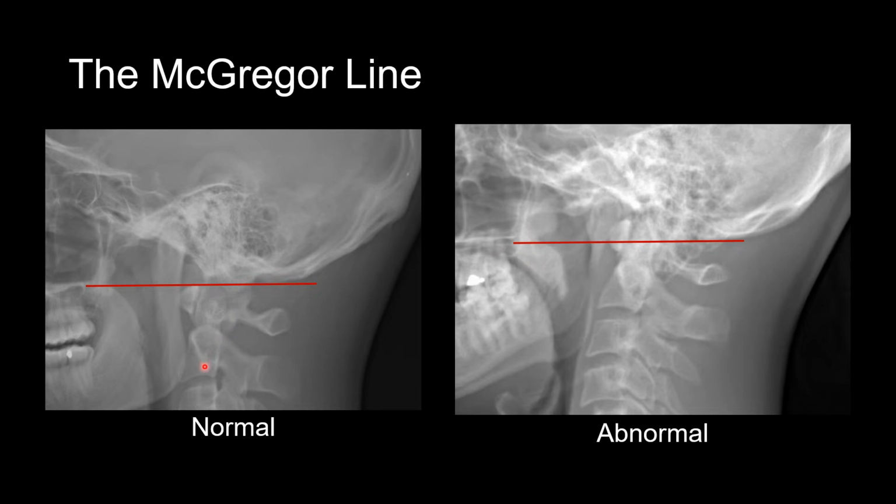So on this side we have a normal McGregor line, and that's identified by looking at where the dens is. The tip of the dens is just barely above. On this one, we see the tip of the dens goes well above the McGregor line, and that would be abnormal, indicating basilar impression.